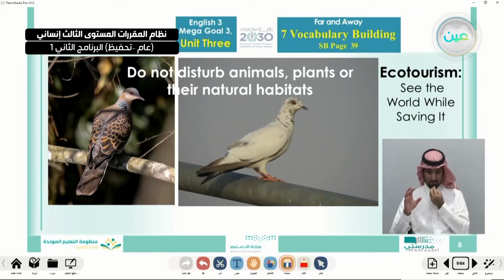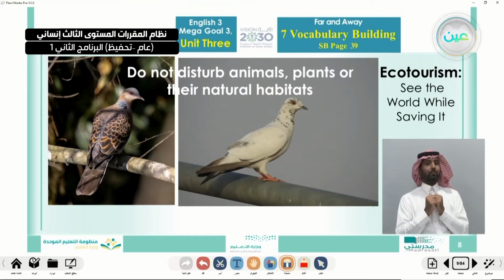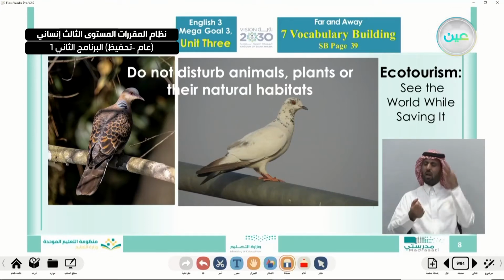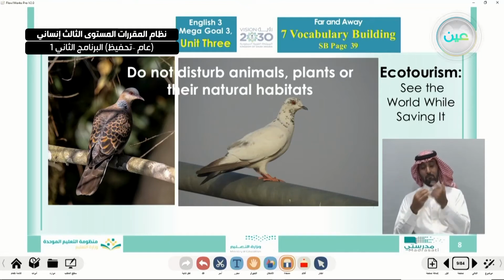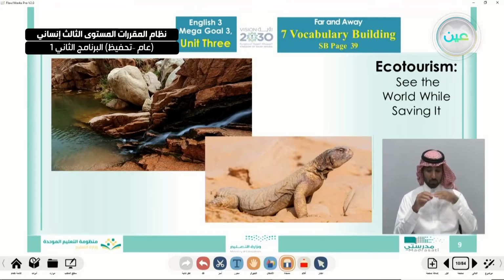Okay, now look at these pictures and check if you can see beauty or not. If you can see some beauty in these pictures, that means you are going green. What does going green mean? Going green means you have the ability or the desire to protect the environment, to protect the planet in general. So here it says, don't disturb animals, don't disturb plants, don't disturb their natural habitats. That means their homes and their natural resources to eat and to drink and to make nests and to breed in general.